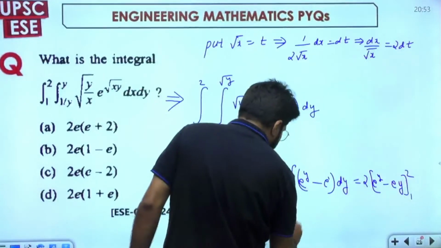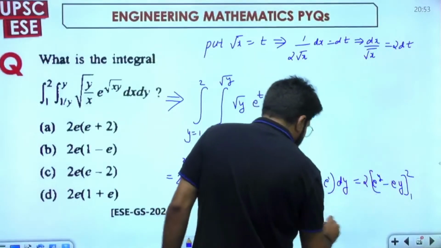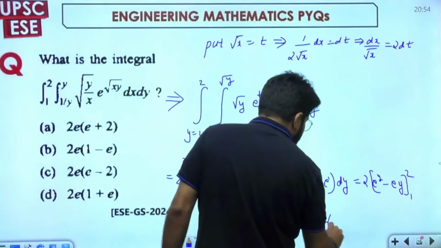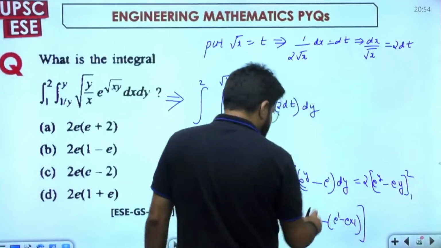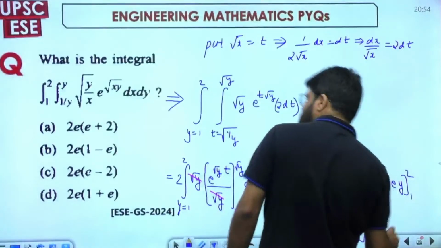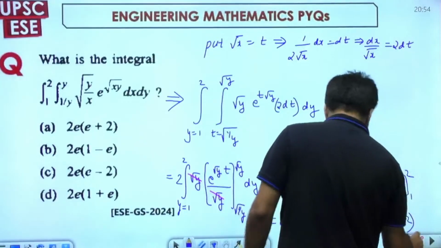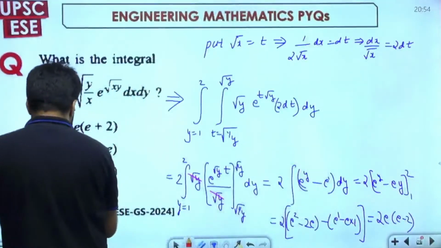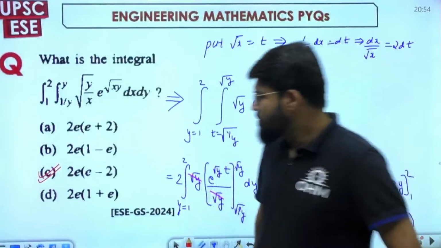Okay, so put down the limit. Upper limit e power 2 minus 2e, the y limit. Then lower limit e power 1 minus e into 1. So this e minus e cancelled, and we get e square minus 2e. So 2 times e square minus 2e, or I can take e common: 2e into e minus 2. 2e into e minus 2, option number C. Correct answer, it is option number C.